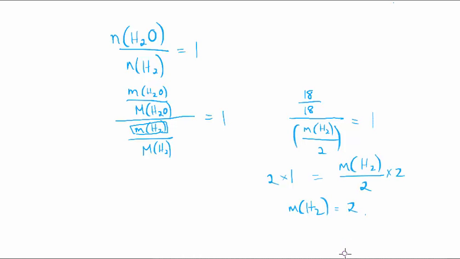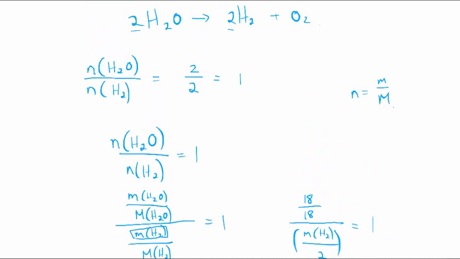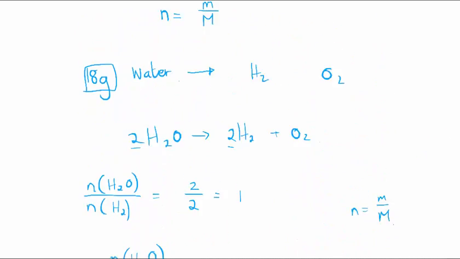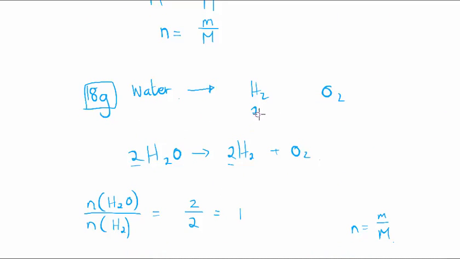Okay, so if I had 18 grams of water, I would produce 2 grams of hydrogen. How many grams of oxygen will we produce? 16. It must be 16, because we started with 18 grams, and it must be 18. So the next one is very easy to get.